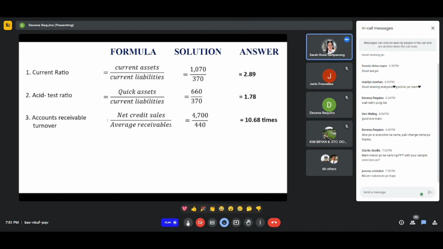Guys, nawala yata si ma'am, no? Nakamute daw ako. Yan pala, ma'am.